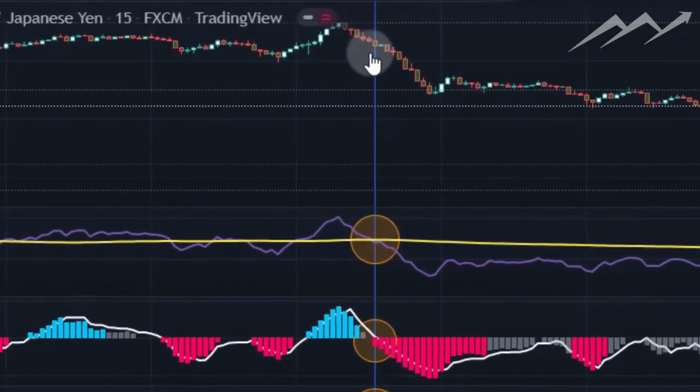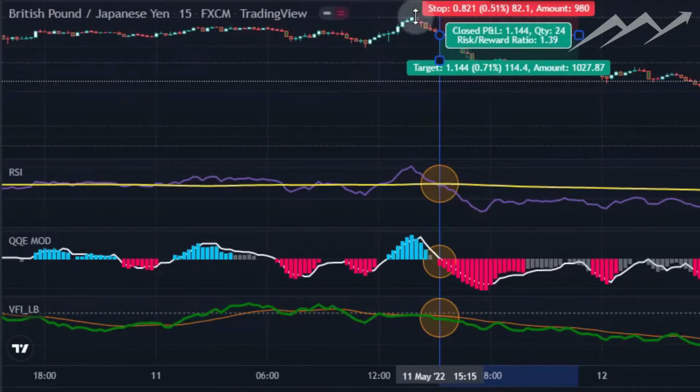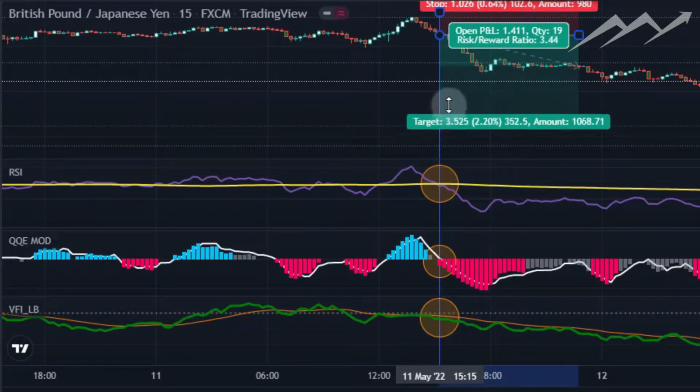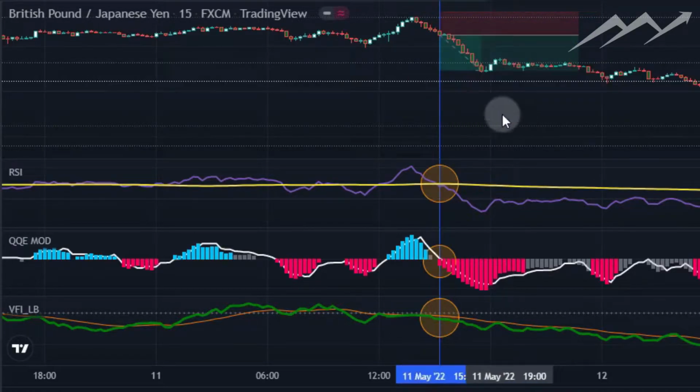And this is going to be our trigger candlestick. So, we will go ahead and place a sell order. We will set our stop loss at the recent swing high. And we will be targeting 1.5 times the risk. We see this trade turned out to be successful.